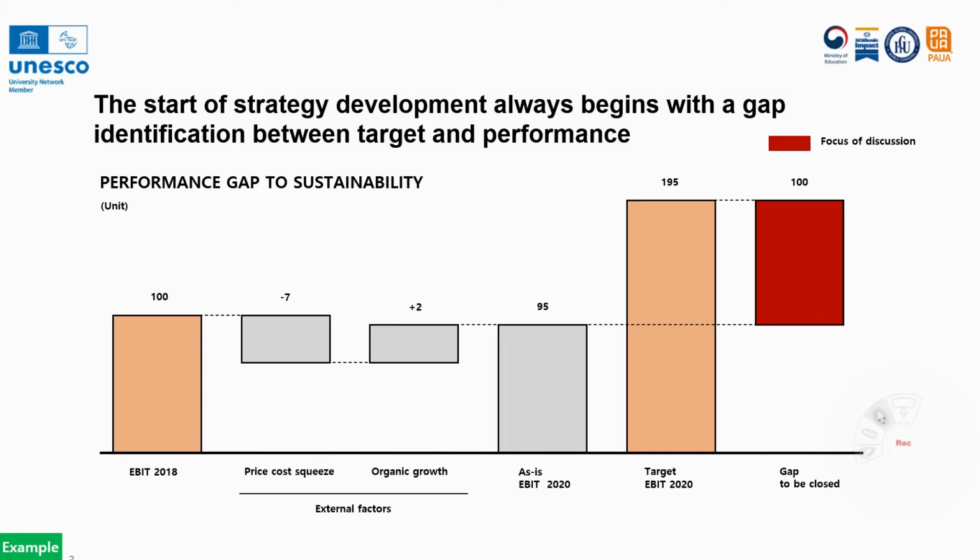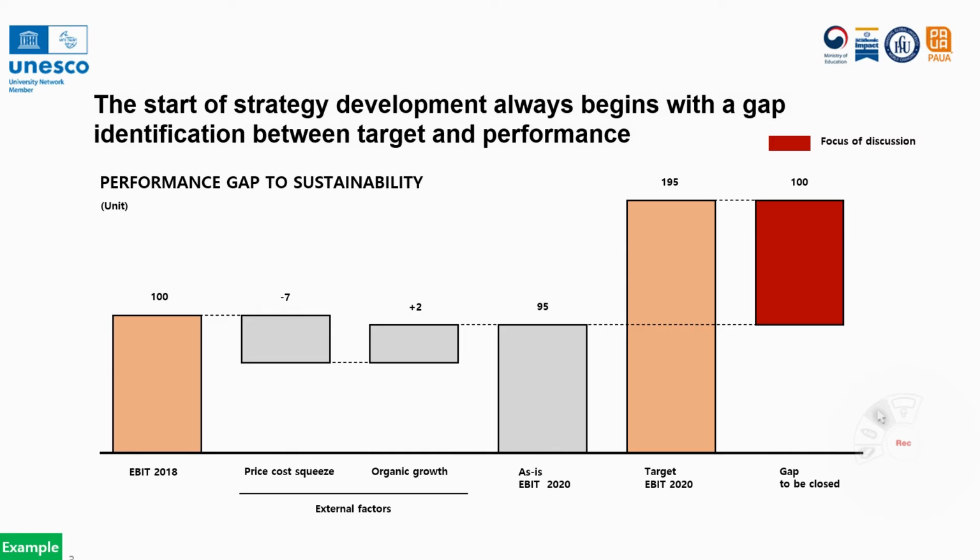But we set our EBIT target in 2020 as high as 195. So the gap we have to fill out, the gap to be closed, is 100. That is 195 minus 95. That is the difference between the target EBIT number and the as-is EBIT number in 2020.